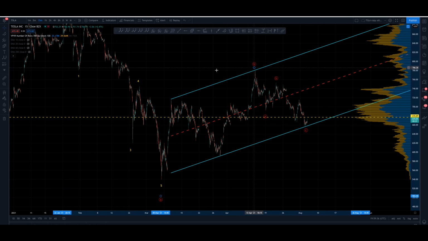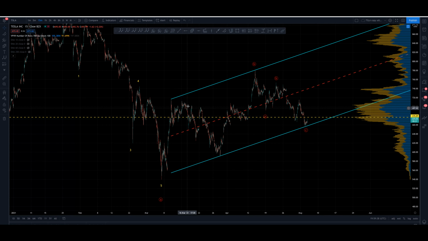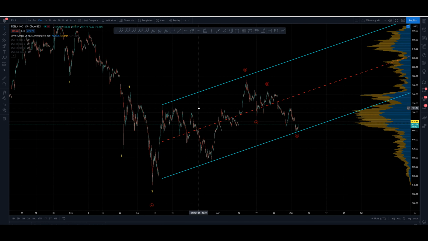So this was a zigzag. I still don't know what that is. I think it's a WXY of some sort. It's a mess, but it's definitely 3 waves and not 5 waves.